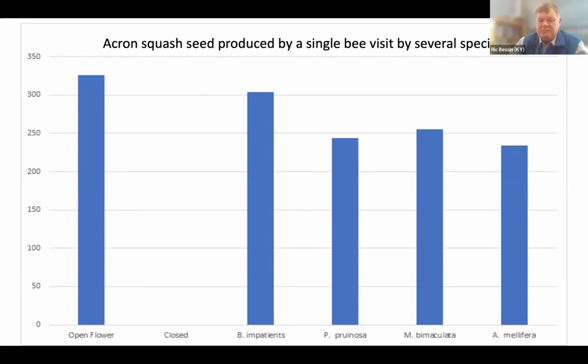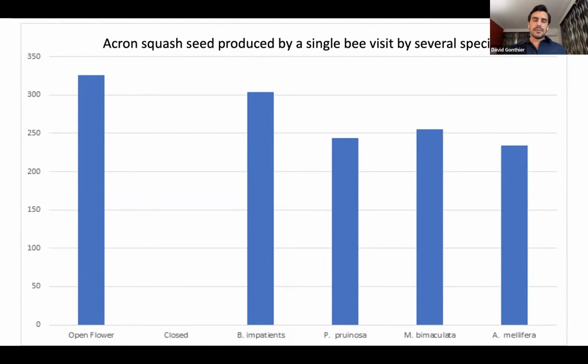Now, not all these bees do well underneath row covers. So, for example, honeybees do not do well. Bumblebees, we have used those in the past, and they're very good pollinators underneath row cover. So at this point, I'm going to hand this over to Dave. Thanks, Rick.